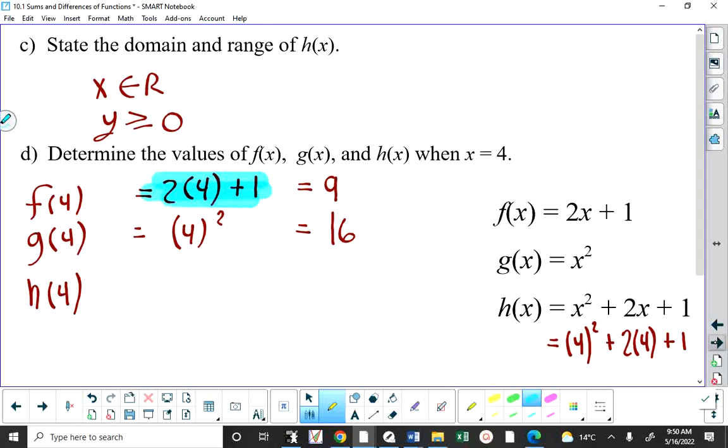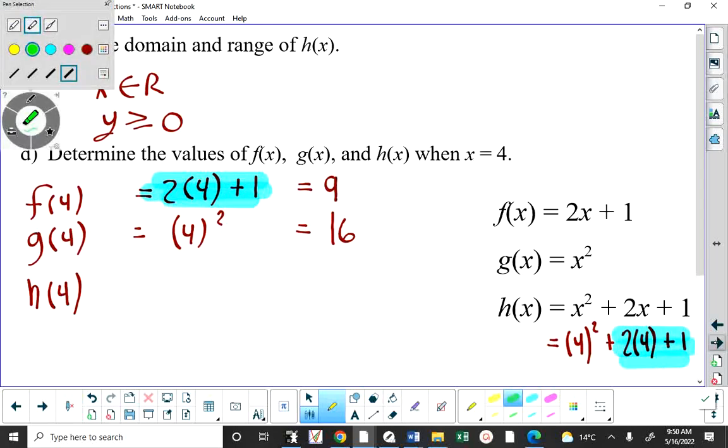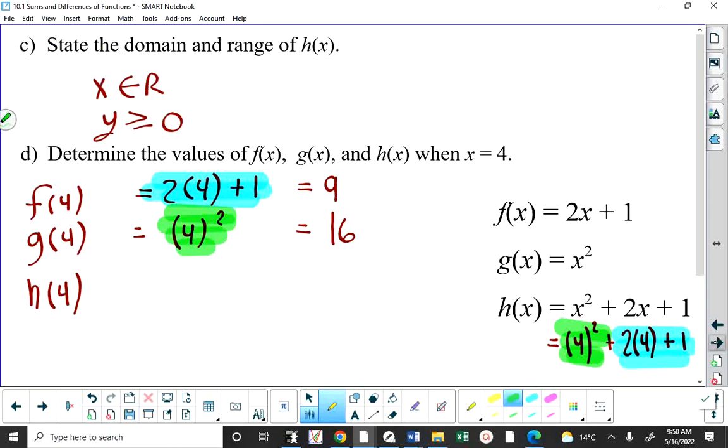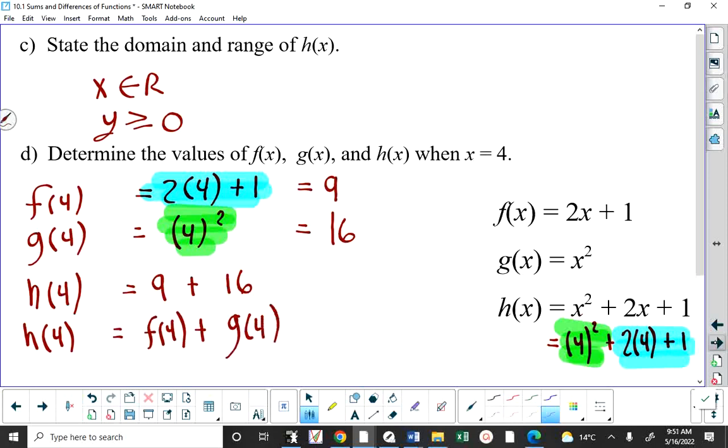This gives us the 9. This gives us the 16. So h of 4 is going to be 9 plus 16. We don't actually have to go through the substitution here into h of x. So you're going to simply have 9 plus 16. Bottom line is h of 4 is equal to f of 4 plus g of 4.